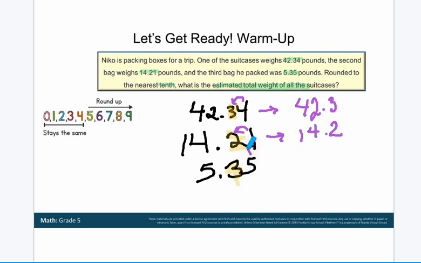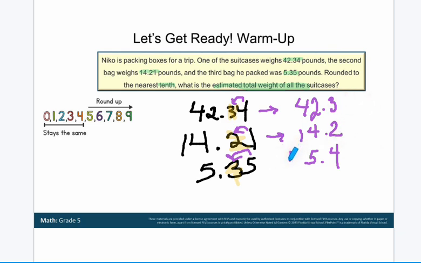Let's take a look at my final one. 5 and 35 hundredths. Awesome. So my 3 is going to change, it's going to go to the next place value, which is the 4, because the next digit is 5. So that's going to give me 5 and 4/10. So hopefully you got 42 and 3/10, 14 and 2/10, and then 5 and 4/10.